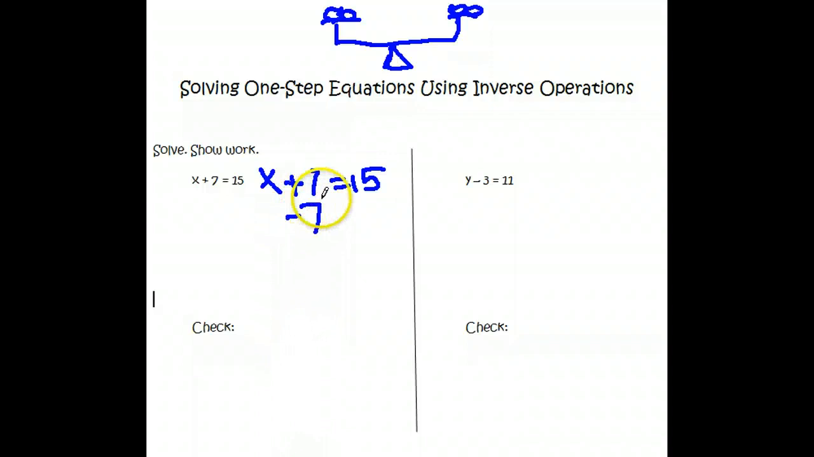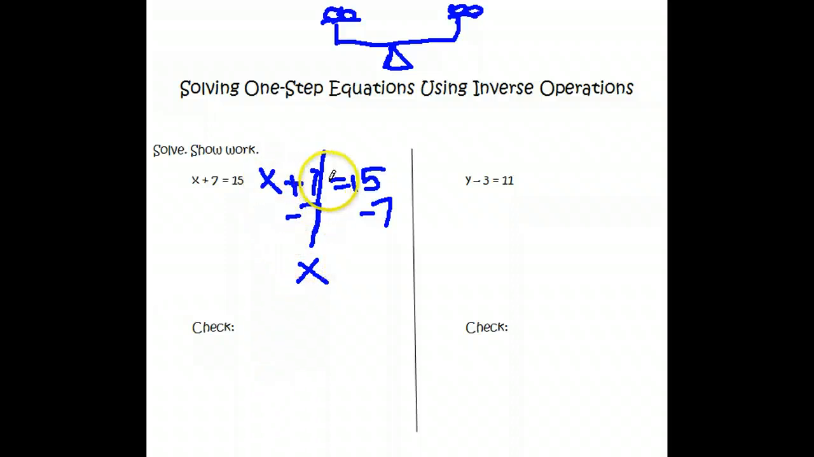Remember, whatever I do on one side of the equal sign, I have to do on the other. So underneath this 15, I will also write minus 7. Doing the same thing on the left side as I do on the right side. All right, now, 7 minus 7, that's 0. They cancel. And that's exactly what I want, because I want to isolate this variable. I want to get rid of that number so that I get x by itself, because that's really what I want to know. I want to know what x equals. I want to solve this equation.